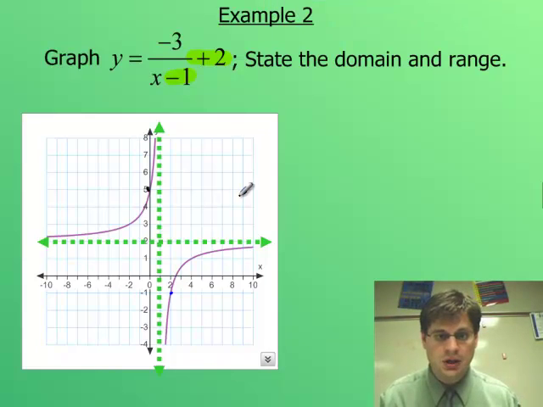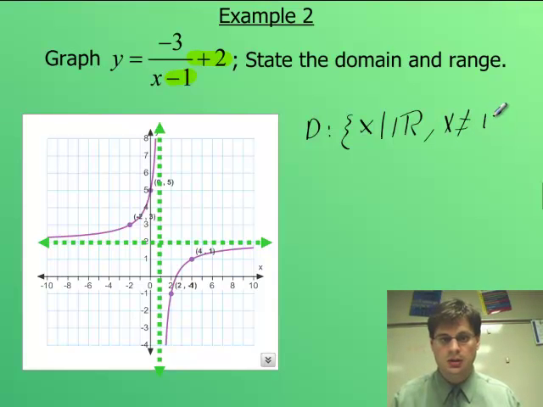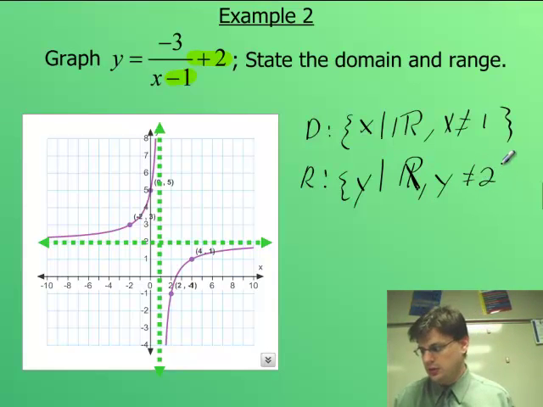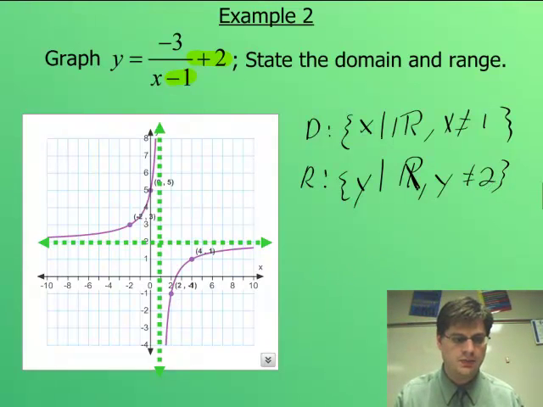So for my domain, I'll just say that x is such that it's all real numbers except x is not equal to 1, where that asymptote is. And then our range, we'd say y is such that it is all real numbers except y is not equal to 2. So that would be our two restrictions, or our domain and range in that case.